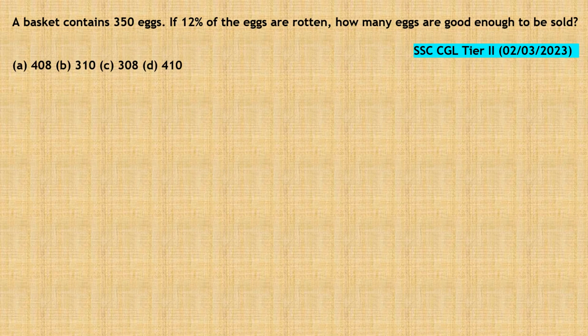A basket contains 350 eggs. If 12% of the eggs are rotten, how many eggs are good enough to be sold? If 12% are rotten, out of 100%, the good eggs are 88%. We need to find the 88%. 350 into 88 by 100. 280 plus 28, that is 308 is the answer. That is option number C.